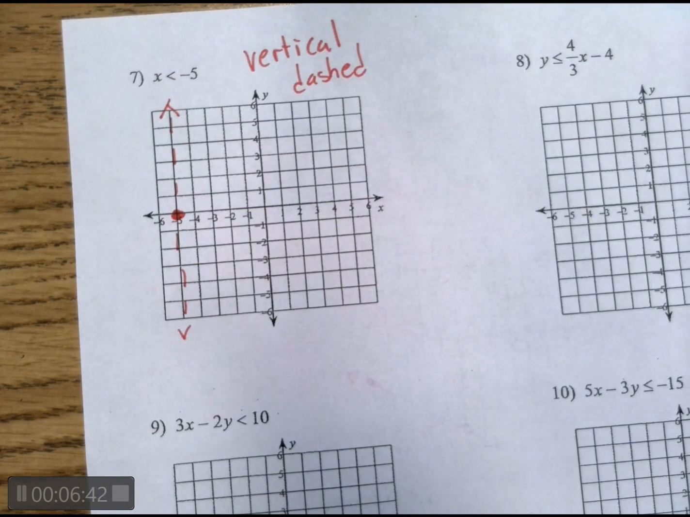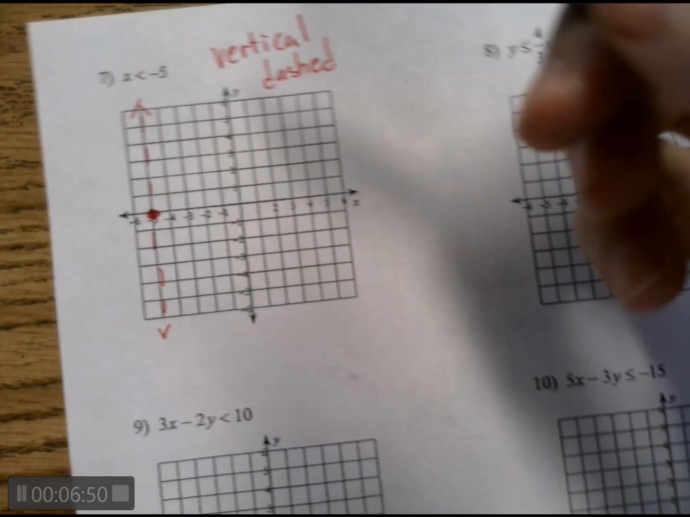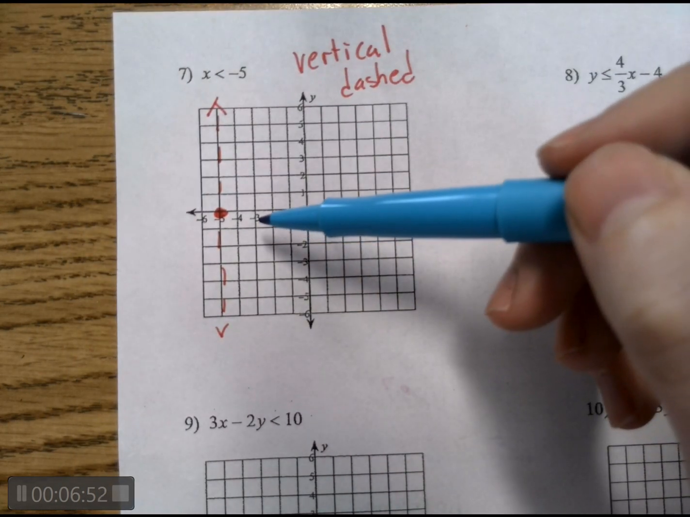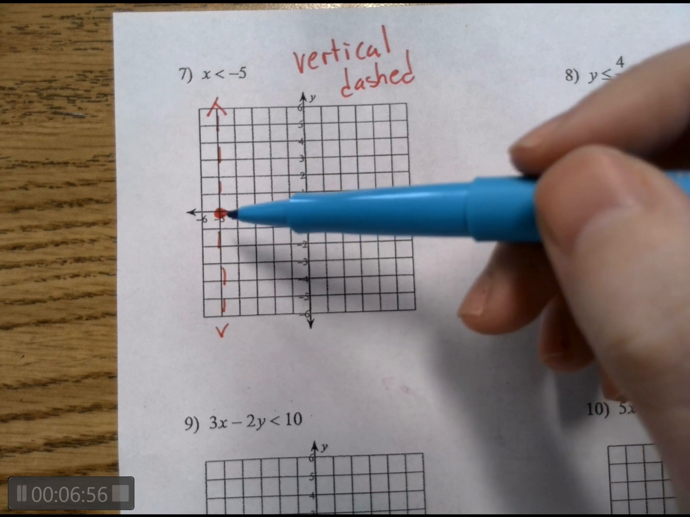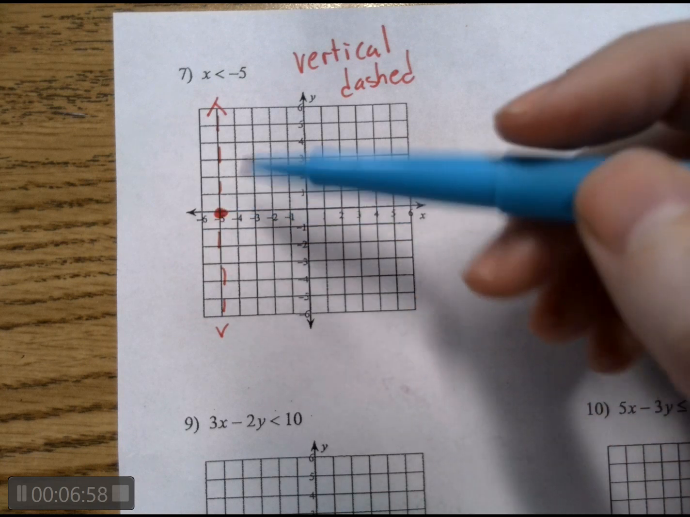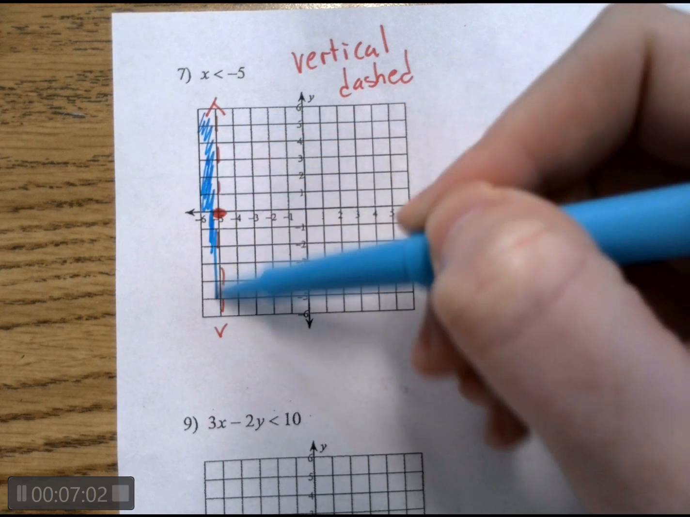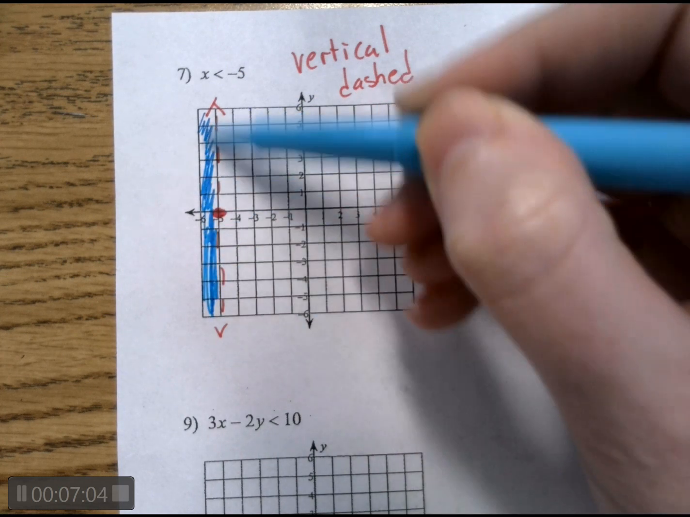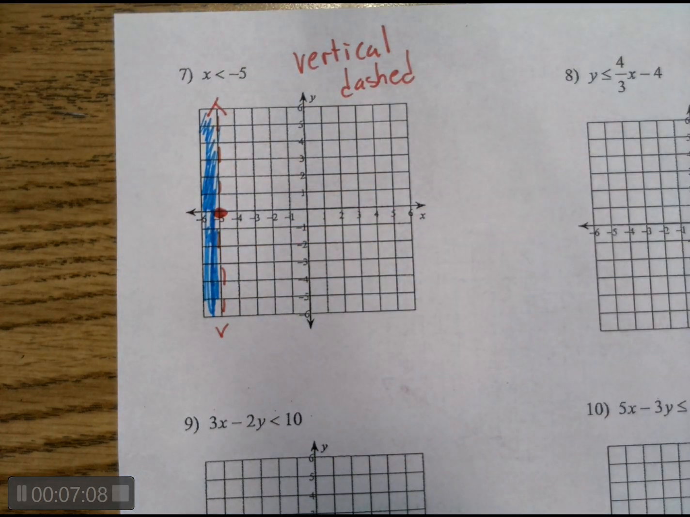with our arrows. And since x is less than -5, we need to include all of our x values that are less than -5. So, is -4 less than -5? No. Is -6 less than -5? Yes. So that's the area that we shade.